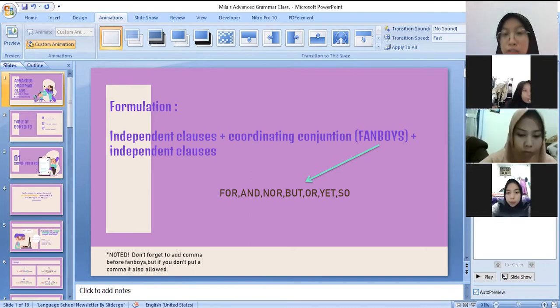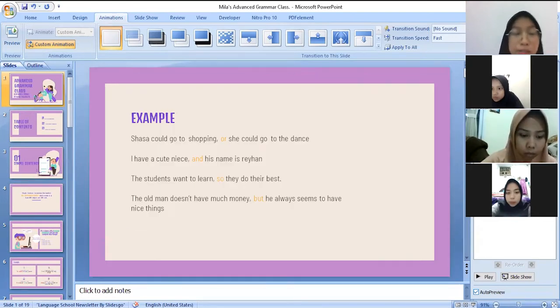So coordinating conjunctions or fanboys are the connectors of two independent clauses, and it's called a compound sentence. Look at the example. Shasha could go to the shopping, comma, or she could go to the dance. Or here is the coordinating conjunction. And don't forget to put a comma before fanboys. And this is an example of a compound sentence.